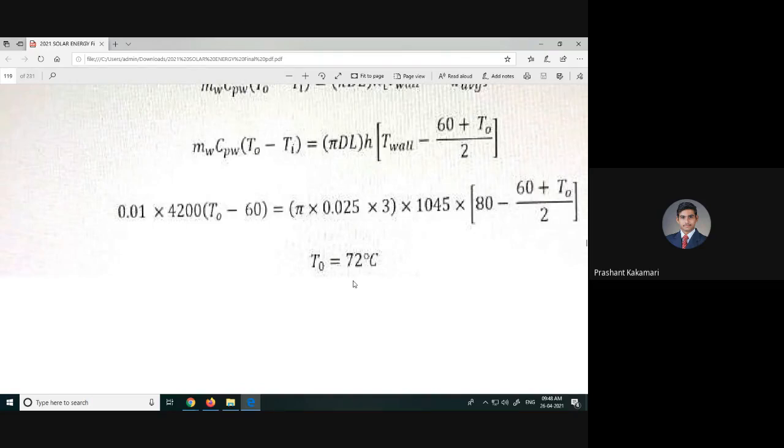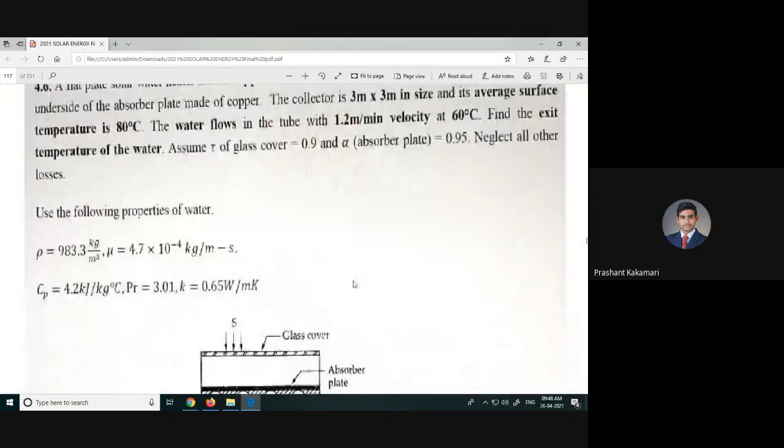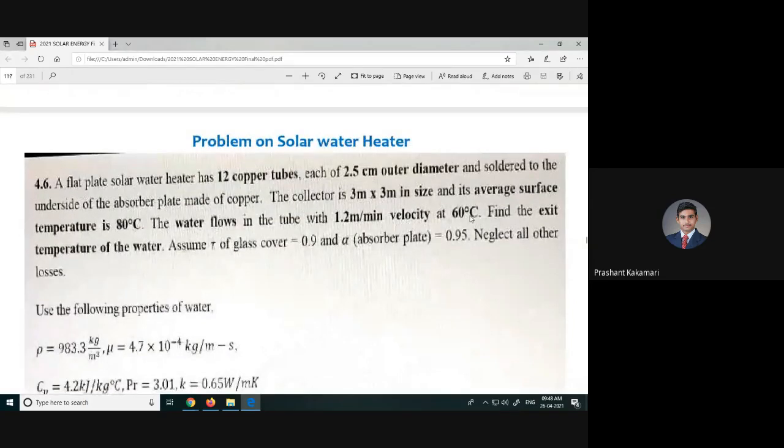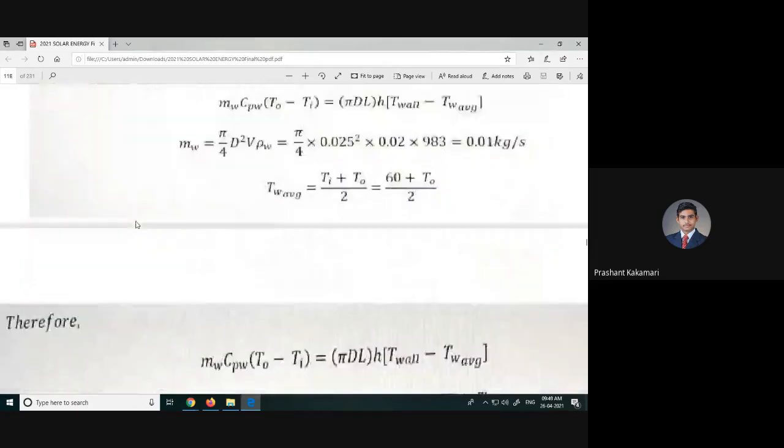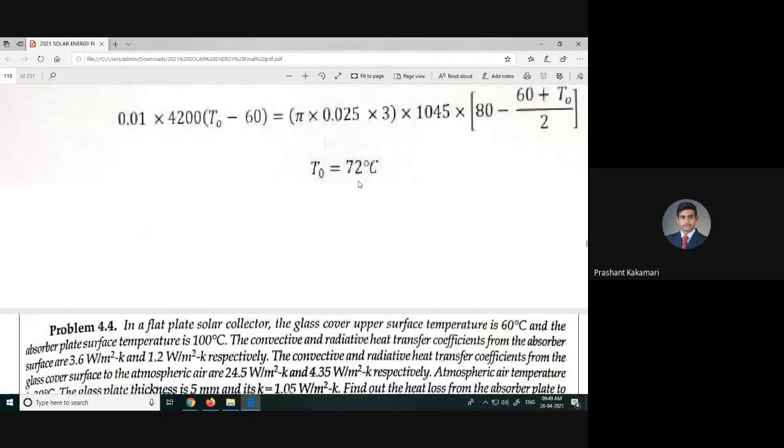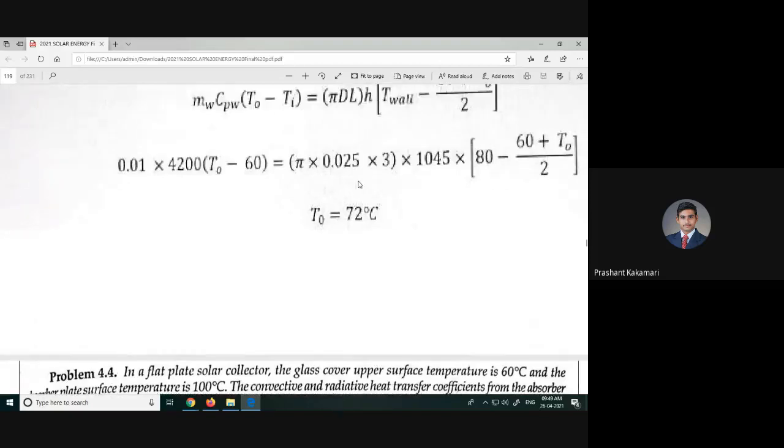And whether this answer is correct or not, one can understand by these values. Inlet temperature is 60. Maximum temperature or the heat what the tubes can supply to the water is 80 degrees centigrade. So the water is heated in between 80 and 60. So the value will be around 72 degrees centigrade. So please check this answer also. T naught value 72 degrees, or you substitute this 72 in T naught and check whether the both sides the same values are coming.